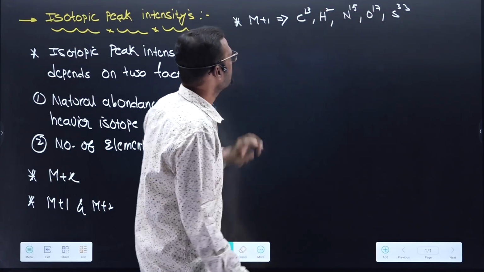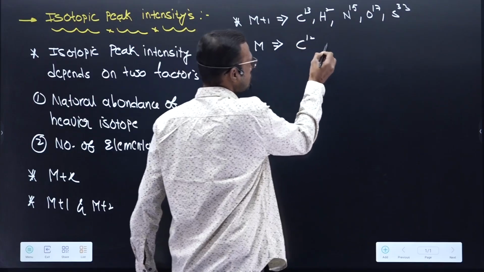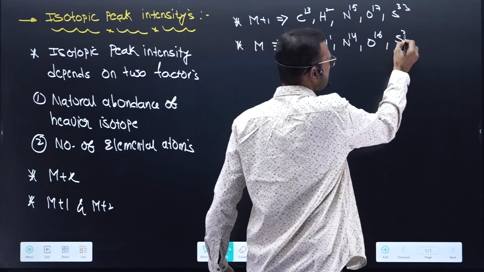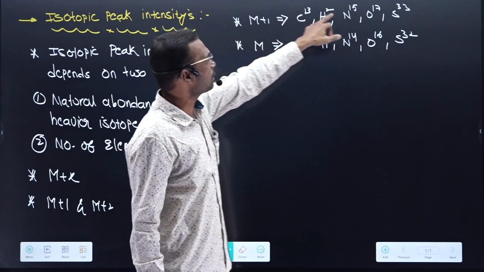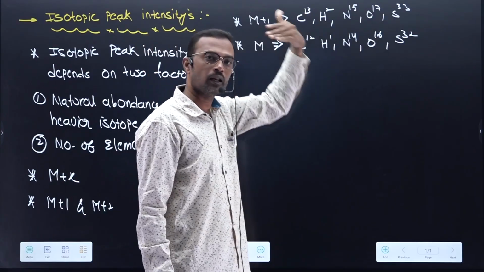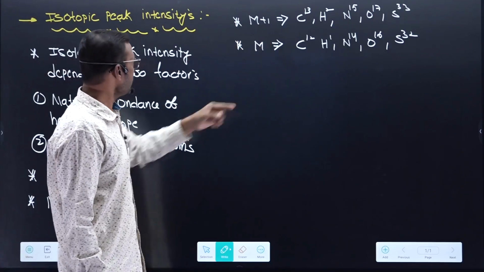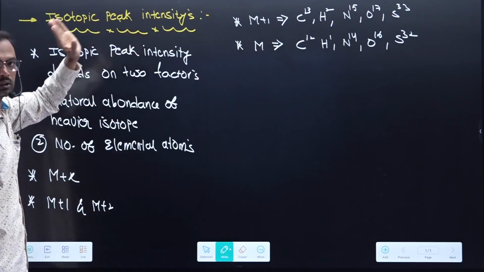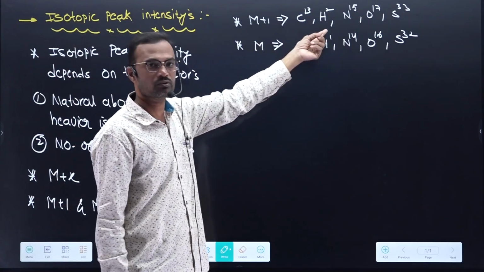So I can take the original molecule having one less value. So this is C12, H1, nitrogen 14, O16, S32. They are lighter isotopes and these are heavier isotopes. All these elements contribute in calculating M+1 peak intensity in relation to the molecular ion. Remember one key point: we are calculating this intensity in relation to the molecular ion only. Without assuming that the molecular ion intensity is 100%, it is impossible to calculate the M+1 peak intensity within the sample.